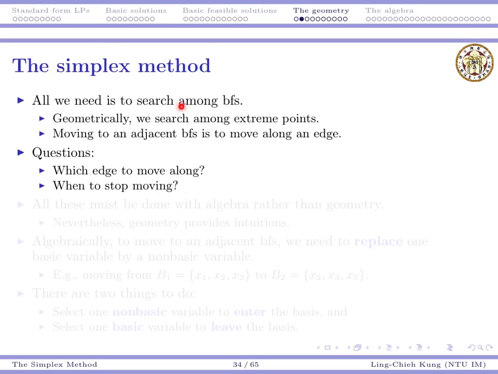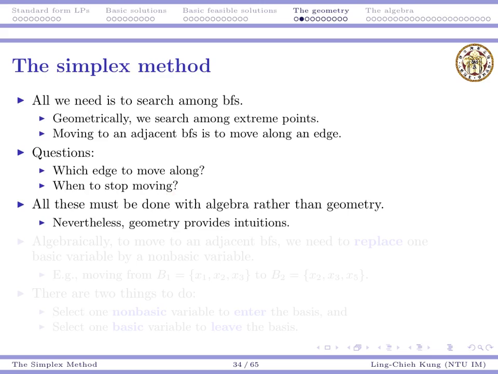All we need to do is to search among basic feasible solutions, right? So we want to search among extreme points, and basic feasible solutions are great candidates for that because we can do that with computers very efficiently. And we know moving along adjacent basic feasible solutions is moving along edges. So to move along edges, we need to answer two questions. At a point, there are multiple edges attached to this point. Which edge should I move along? And also, once I move along an edge, when do I stop?